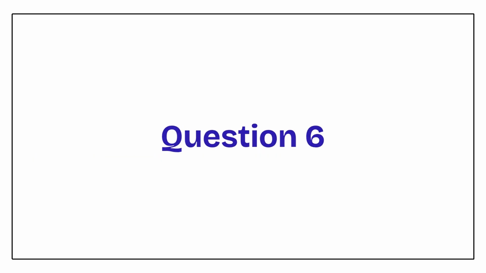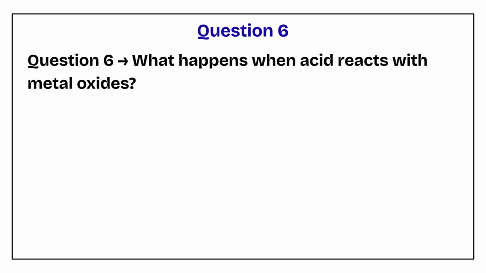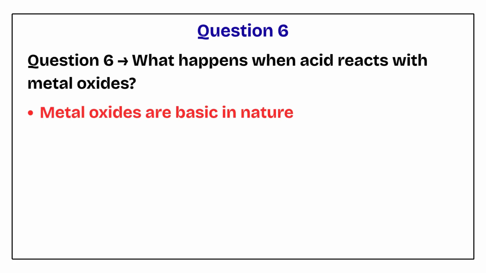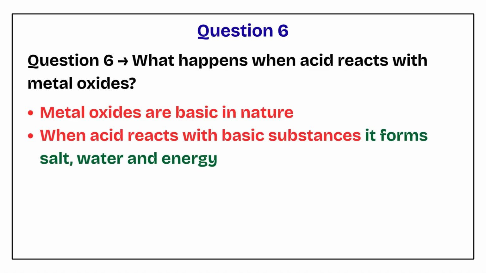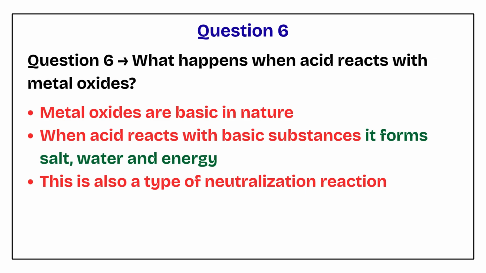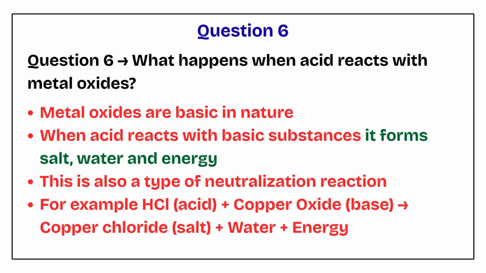The next question. What happens when acid reacts with metal oxides? Please remember that metal oxides are basic in nature, and hence when acids react with these basic substances, we get the salt and water along with the energy. This is also a type of neutralization reaction. For example, HCl plus a metal oxide like copper oxide will give you a salt, copper chloride and water.